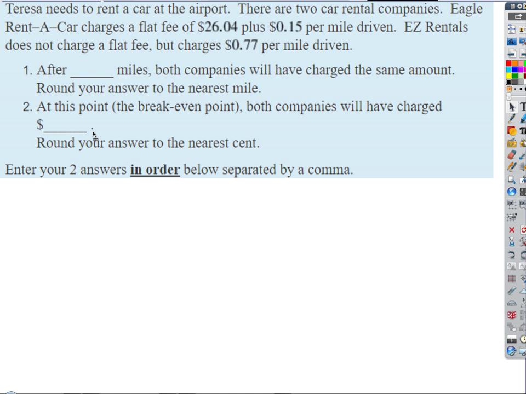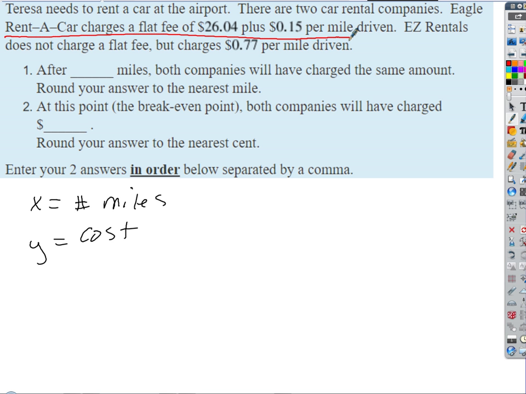So those are our two variables, right? And let's define those. So X equals number of miles, Y equals cost. And then we've got to come up with equations for both situations, right? We're comparing two rental companies. So let's color code these and say, Eagle Rent-A-Car charges a flat fee of $26.04 plus 15 cents a mile. How would I write that then as an equation, as a linear equation?